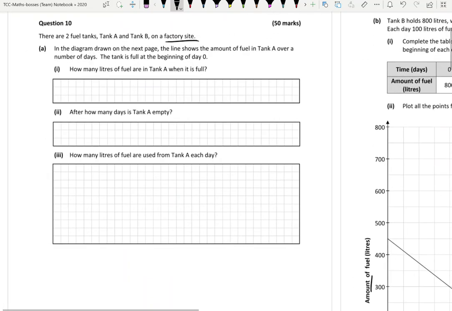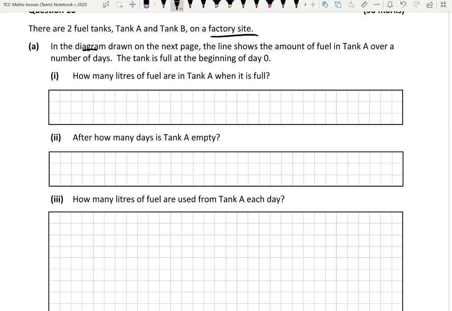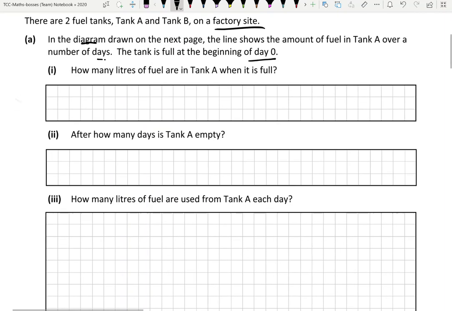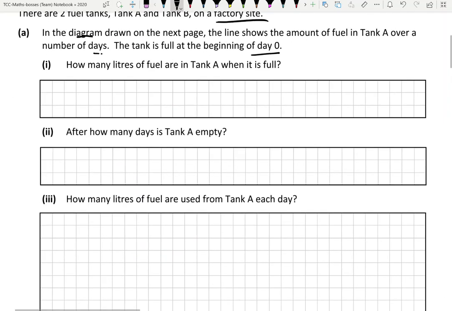In the diagram drawn on the next page, it should say the graph drawn really, and the line shows the amount of fuel in Tank A over a number of days. The tank is full at the beginning of day 0. So here's the first question. How many liters of fuel are in Tank A when it is full?